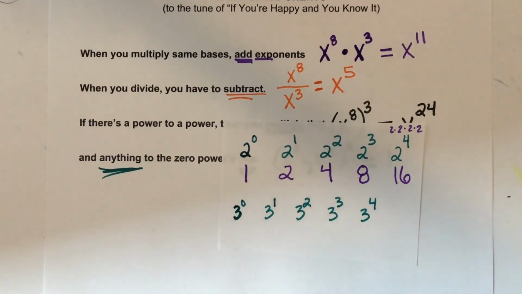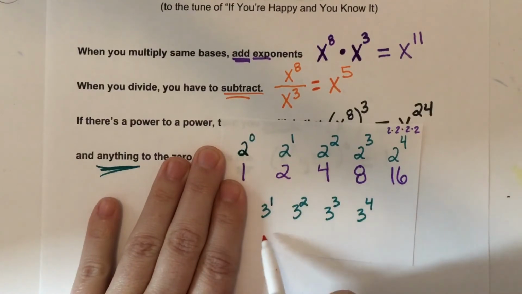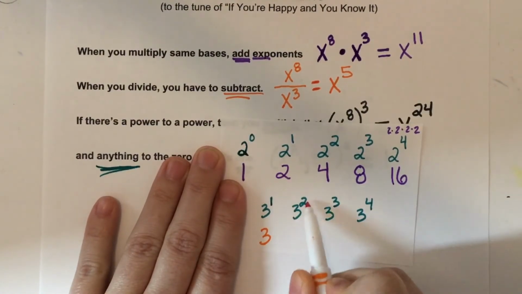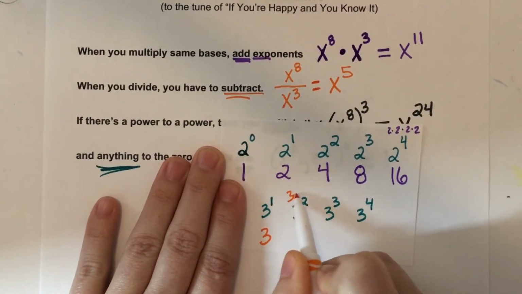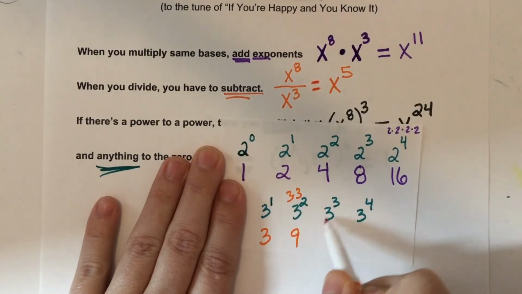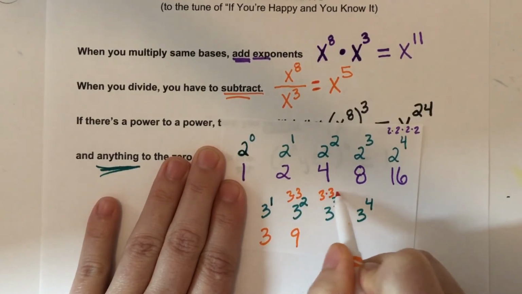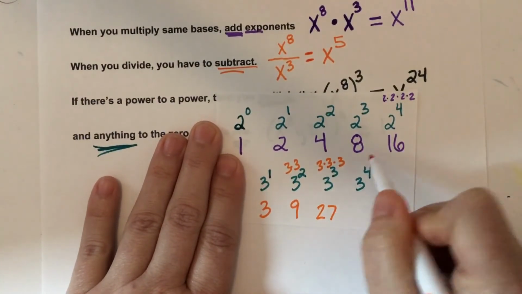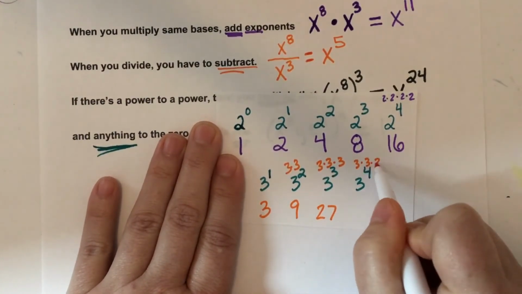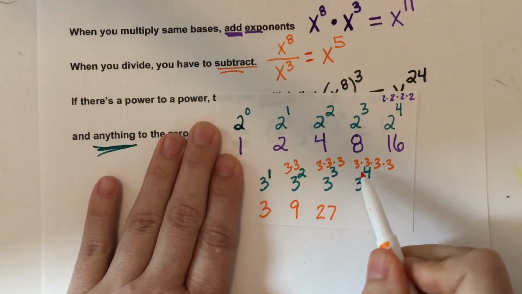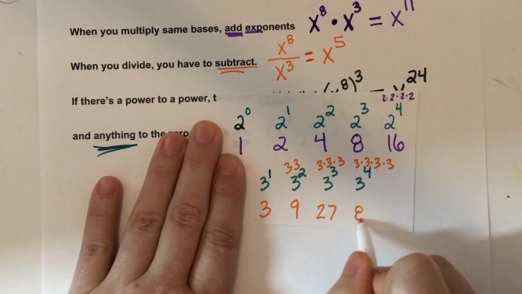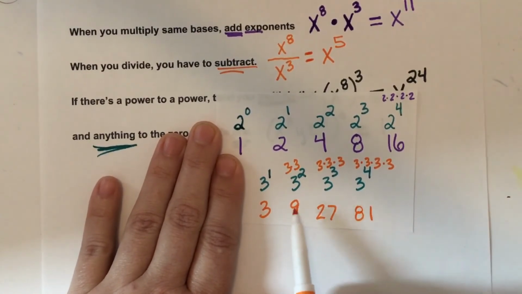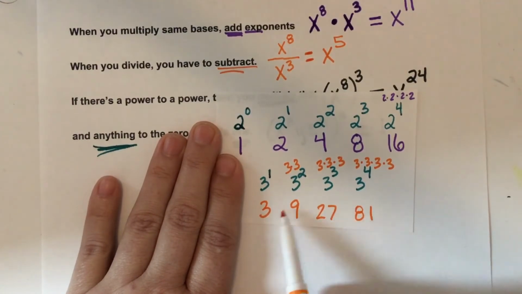Okay, I'm going to do it again, but this time I'm going to do it with 3's. So 3 to the first power is 3. 3 to the second power, 3 times 3 is 9. 3 to the third power, 3 times 3 times 3, that's 27. And 3 to the fourth power, 3 times 3 times 3 times 3, that's 81.